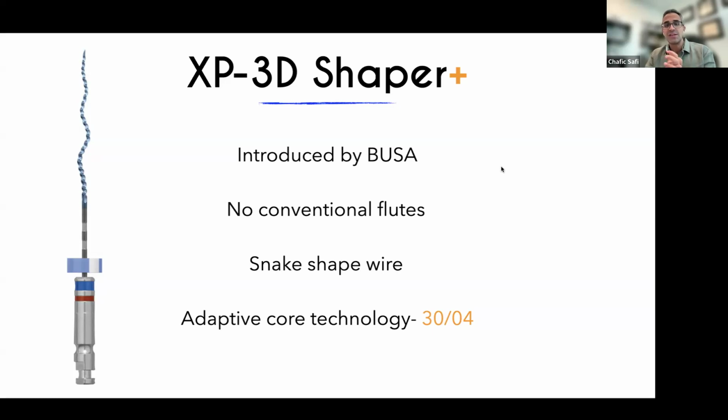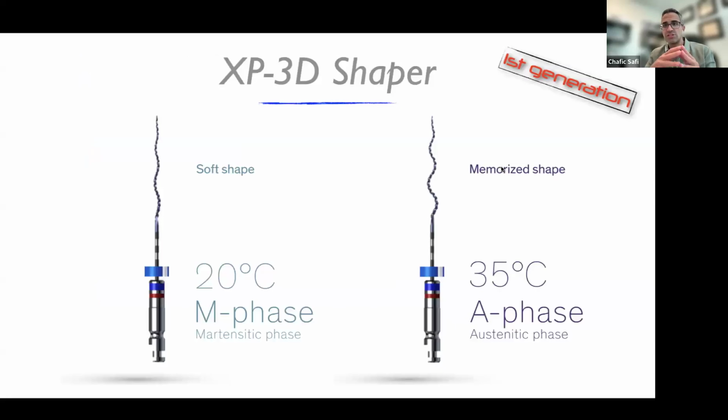It's called the X3D Shaper Plus. This instrument was introduced by Brasseler originally in 2016. And as you can see, it has the shape of a snake, and it has an adaptive core technology that could instrument the canal in question up to a size 30/04. Now, a lot of you may have heard me before talking about the traditional XP-3D Shaper, or the first generation of XP-3D Shaper, which used to have a switch in the conformation of the crystalline structure of NiTi from 20 degrees at room temperature to 35 degrees at tooth temperature. The reorganization of the NiTi structure would allow this file to go from a soft shape to a memorized shape.